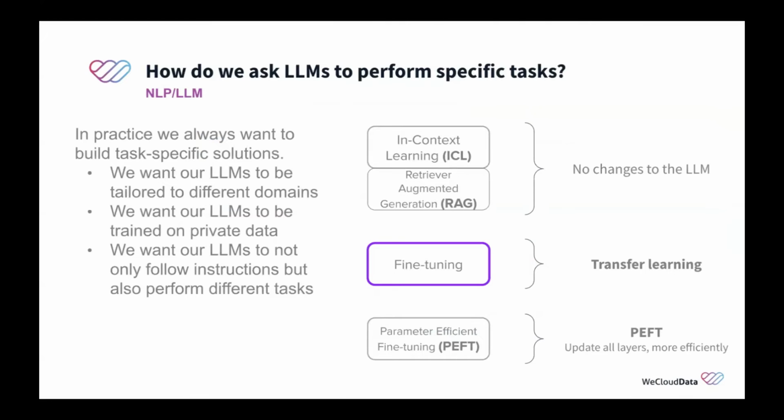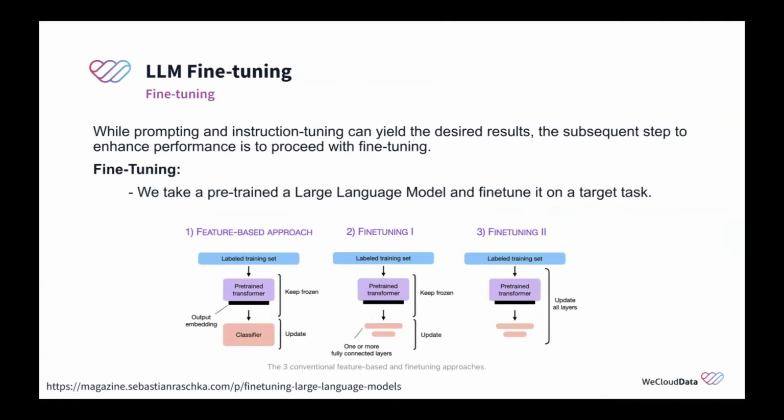Now, as I said, in-context learning and RAG don't make any changes to the model itself. But there's also fine-tuning, and there are different ways to fine-tune your models. Some of these are, for example, the feature-based approach. Let's say you have a labeled training dataset. You pre-train the transformer, and imagine this is a large language model. And then you have the output embedding, and you directly use this embedding to perform certain tasks.